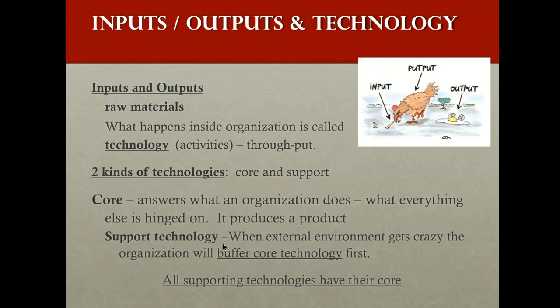Research is another output. There are two kinds of technologies in every organization. They are the core technologies and support technologies. So core is really what an organization does, what everything else is hinged on. It produces a product. Research and teaching, or educated students for a university, and support technology is what helps along the core technology.